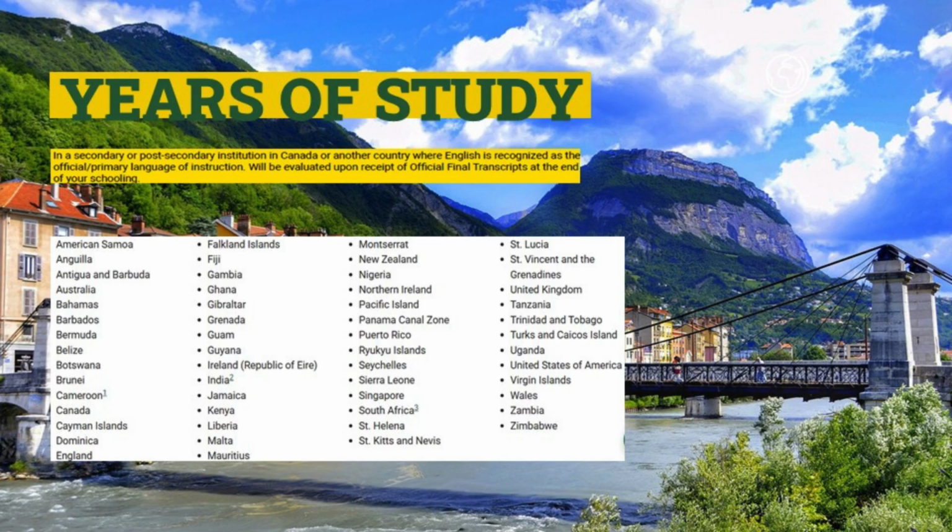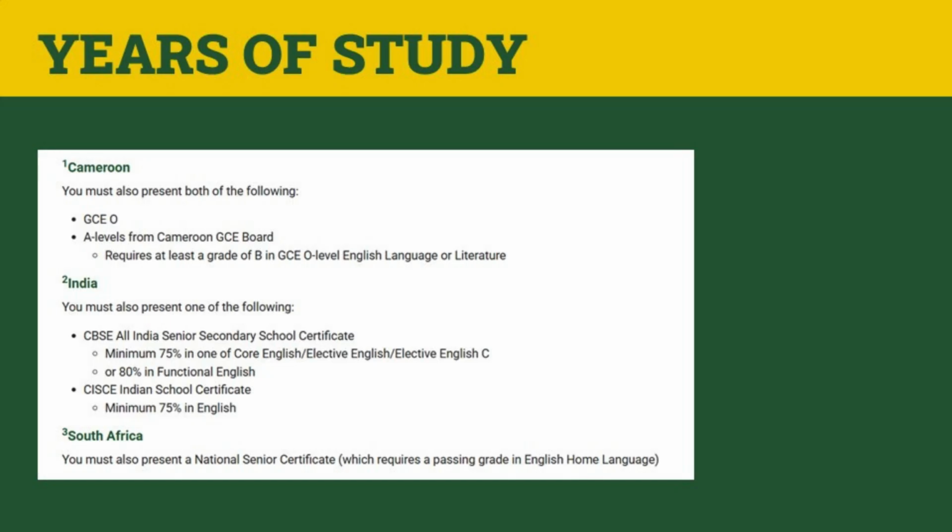But that being said, you can see those 3 countries that have those little asterisks, and those little asterisks essentially mean that there's something else you need to submit alongside just the declaration of the country of study. So right here you can see, for example, Cameroon and India and South Africa all need a certificate of some kind or a minimum grade of some kind.